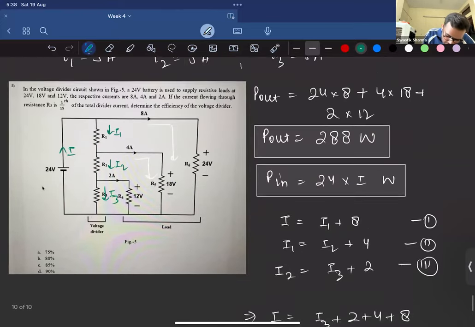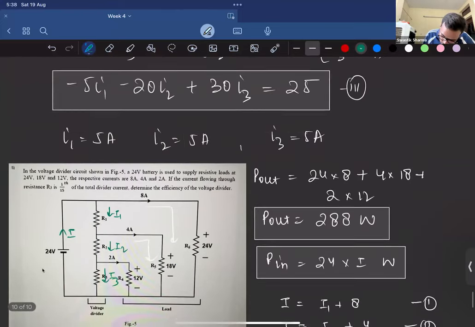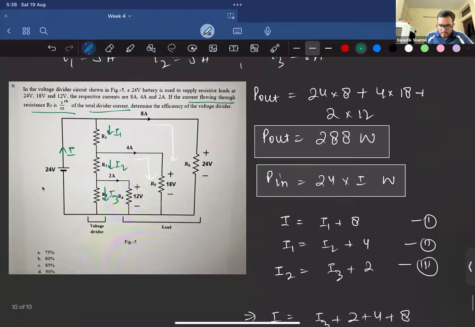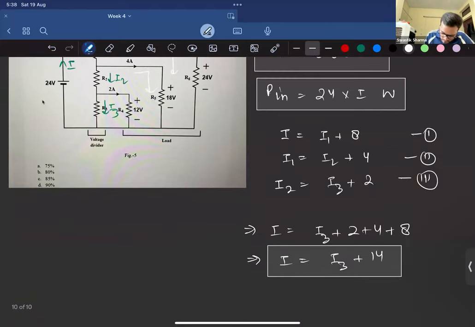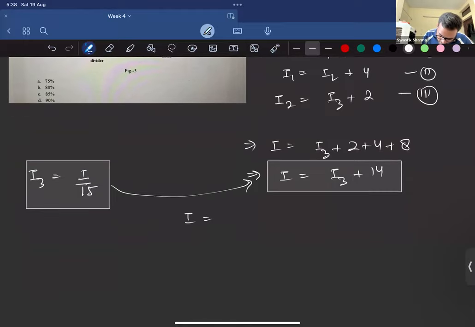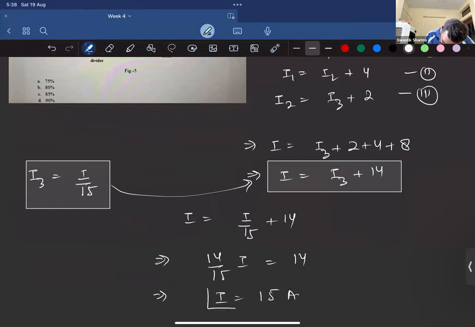Now, in the question it's given, the current flowing through resistance R3 is 1/5 of the total divider current, right? So that means I3 is nothing but I by 15, right? Let's equate it in this equation. So what will we get? I by 15 plus 14, which will be 14 by 15 I equal to 14. So I comes out to be 15 amperes.